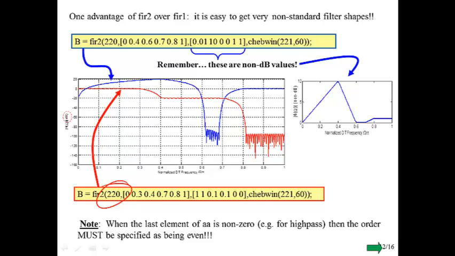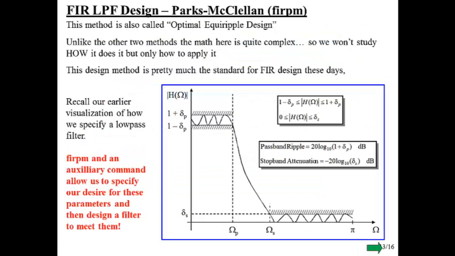Now, one gotcha is that when the last element of AA is non-zero, so I'm trying to get some sort of high pass, and that would be the case for this filter, then the order must be specified as even, which I did specify it as even. That's just a characteristic of the math behind all of this design. And so you just can't have a filter that is like a high pass that has an odd order. So it just comes out of the math.